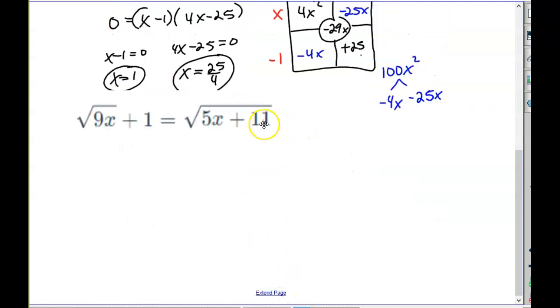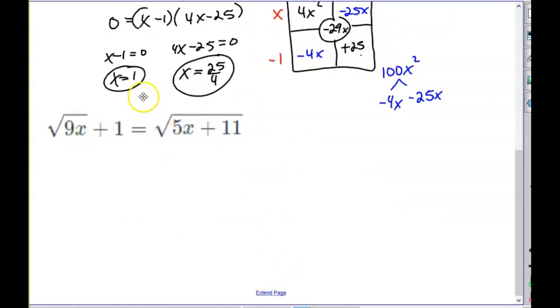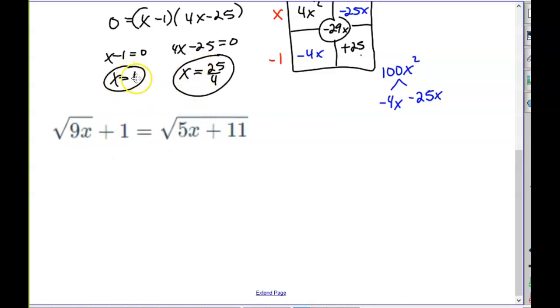Unfortunately, we don't have any subtraction or negative, so I can't use just a quick trick to see if this whole side was negative, then we knew it wouldn't work because of the square root on that side. So I'm going to, 1 is easy to check. I might do that in my head. 1 times 9 is 9. The square root of 9 is 3. 3 plus 1 is 4. 1 times 5 is 5, plus 11 is 16. 4 equals 4. So I know that x equals 1 works.